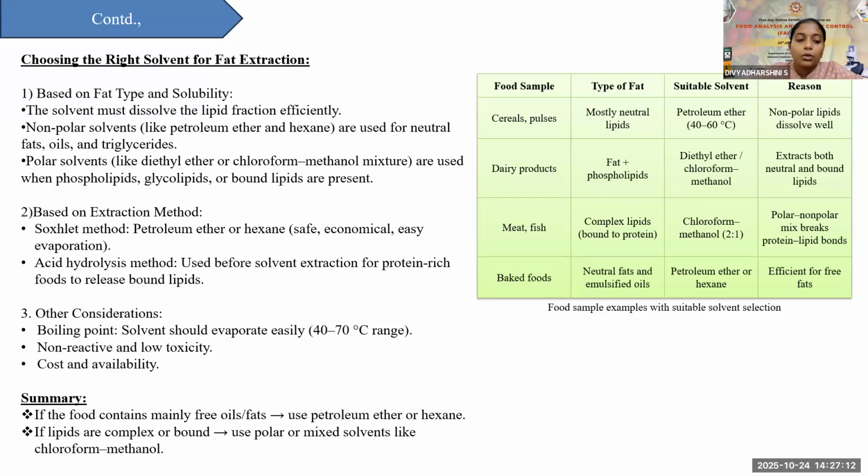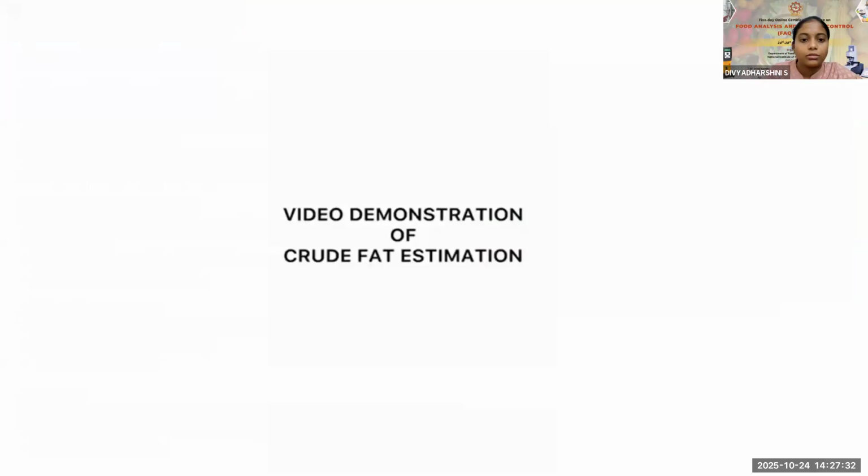In summary, if the food sample contains many free oils or fats, we can use petroleum ether or hexane, which are the common solvents. If the lipids are in a complex or bound form, we have to use either a polar solvent or mixed solvents like a 2:1 ratio of chloroform and methanol. So I will show the video of the Soxhlet apparatus now.